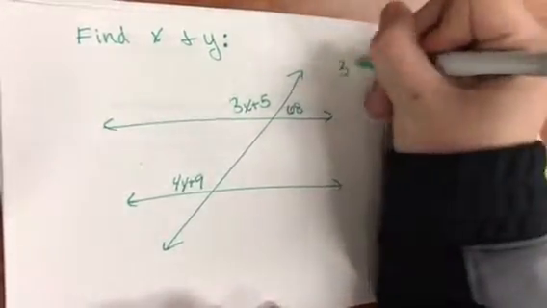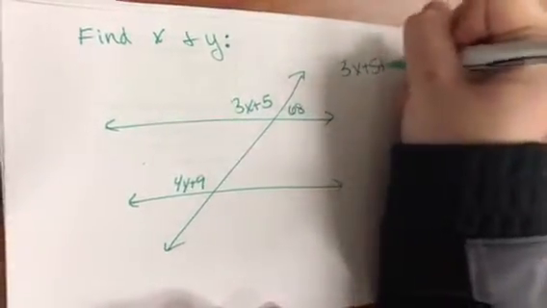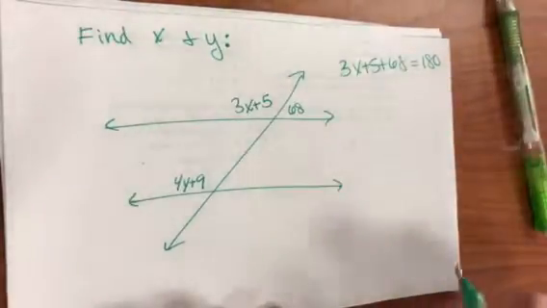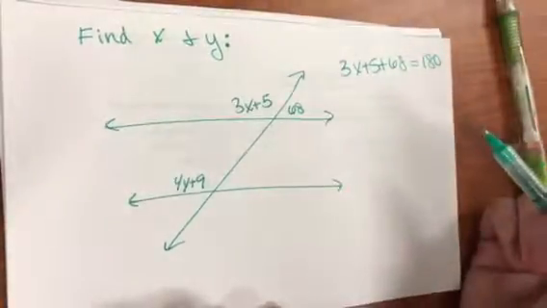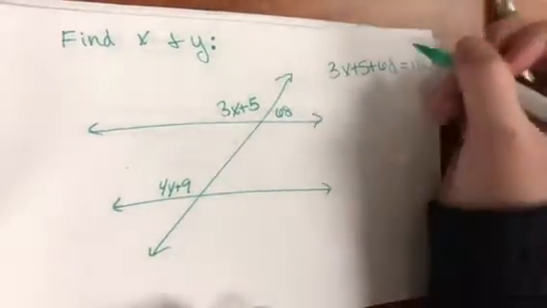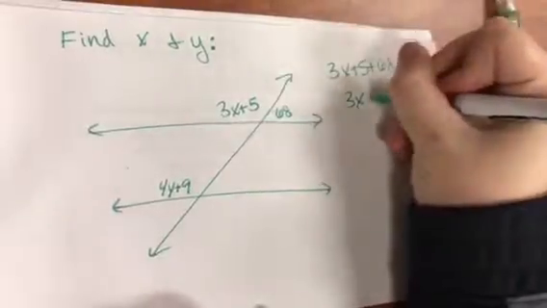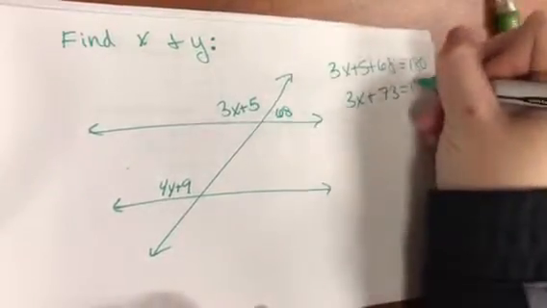So let's start with that: 3x plus 5 plus 68 equals 180. Then it's just a simple equation. I have a 5 and a 68, so you should add them together. 68 plus 5 is 73. So 3x plus 73 equals 180.